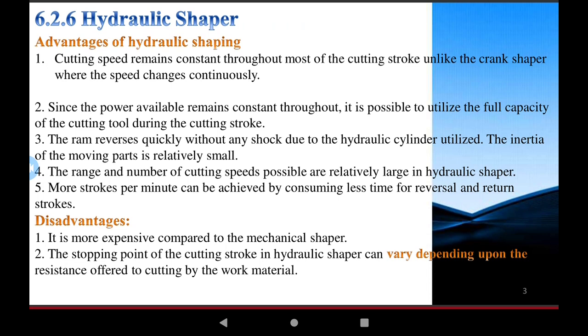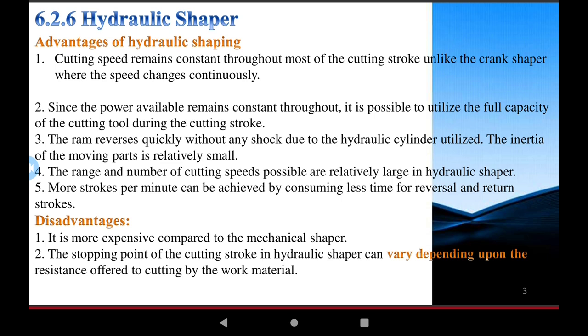unlike the crank shaper, where the speed changes continuously. Here we discuss the speed of the machines when cutting metals, and how efficiency increases and more designs are created. This chapter presents in detail the continuous cutting of metals with the help of the reciprocating motion of the machine tools.